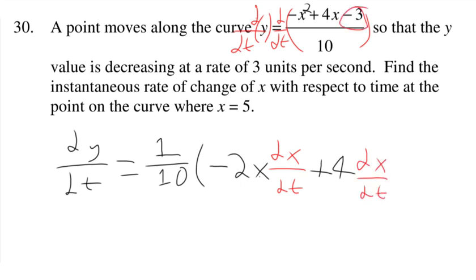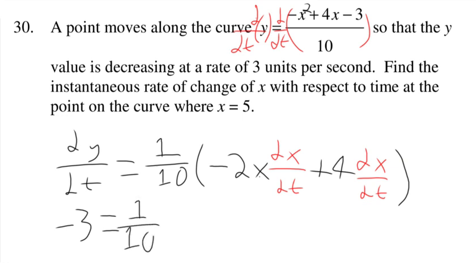And then the minus 3 right here, derivative of minus 3 is just 0 because it's a constant term. And now we just have to use our values for dy dt and for x in order to figure out what the dx dt that we're looking for is. So dy dt is the rate of change of y, and here's where you have to be careful. We know the y value is decreasing at the rate of 3 units per second. In other words, it's getting smaller by 3 units every second. So that means we're looking at a negative 3 for the dy dt.